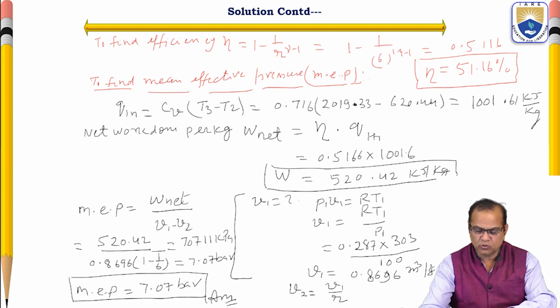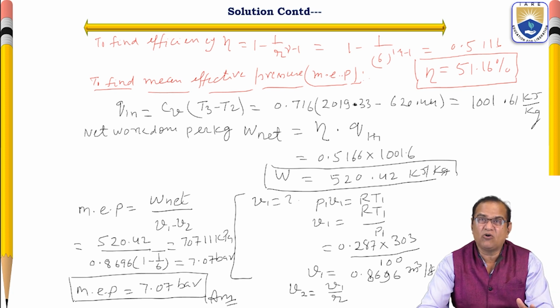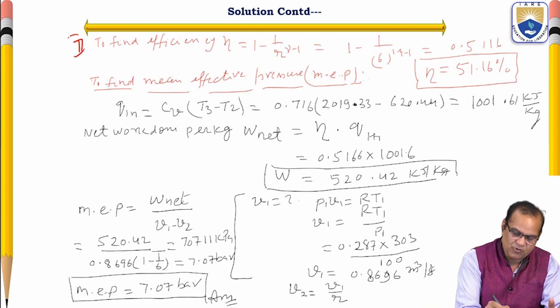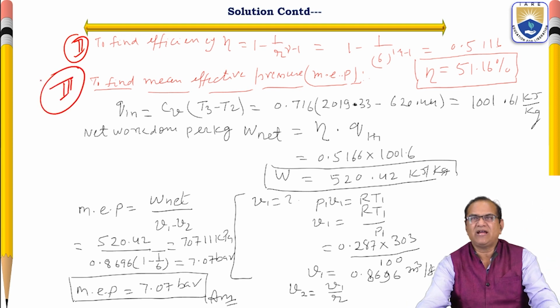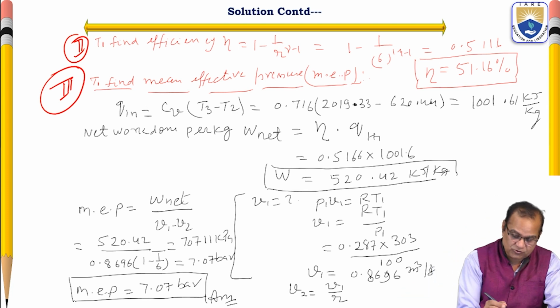So we got now two things. One is all the temperature and the pressure for each point. Second, we have got the efficiency. This is the second point. And now we have to find the third point, that is the mean effective pressure. So what is the mean effective pressure? That we have to see first.